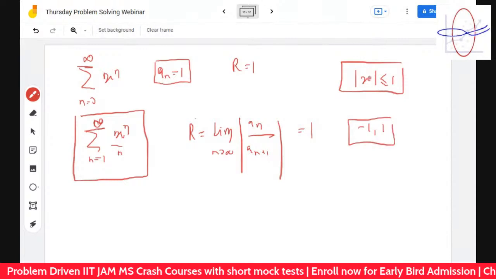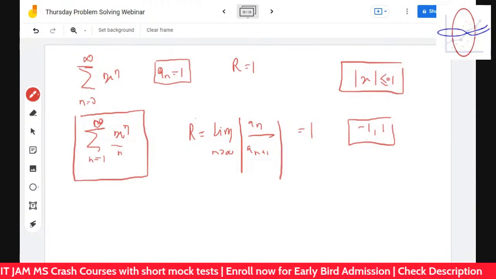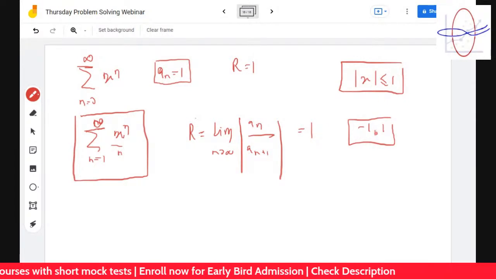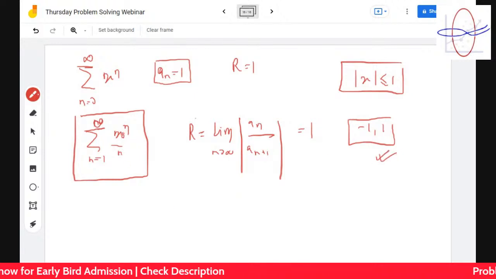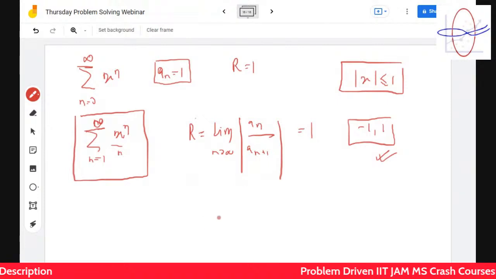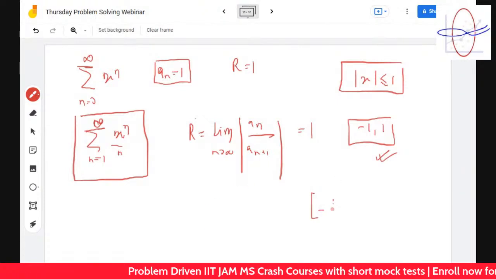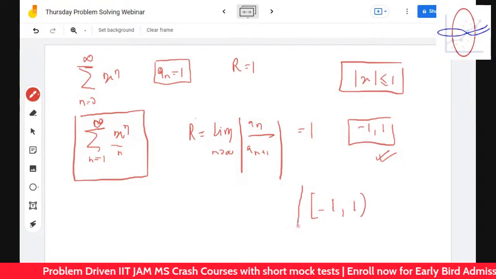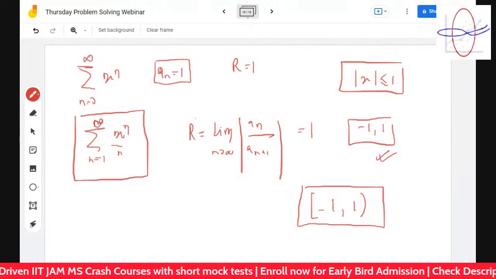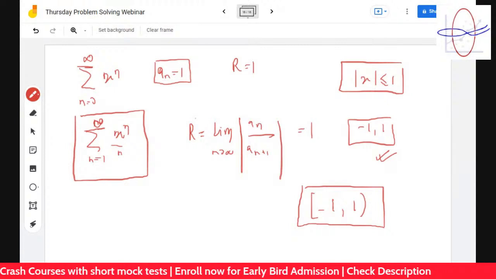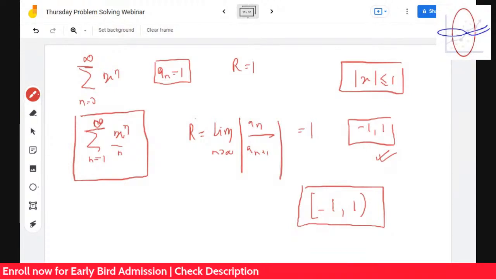You're sure that at mod x less than 1 it's convergent, but you're not sure about mod x equal to 1 or -1. So always check that, okay? Here, if you put x equal to 1, it's the summation of 1 by n, which is not convergent. But if you put x equal to -1, it's convergent. So the region of convergence is -1 comma open 1. So remember this idea: it's not always convergent. You have to take that interval out there. That's very important. You have to make sure which interval you're taking.